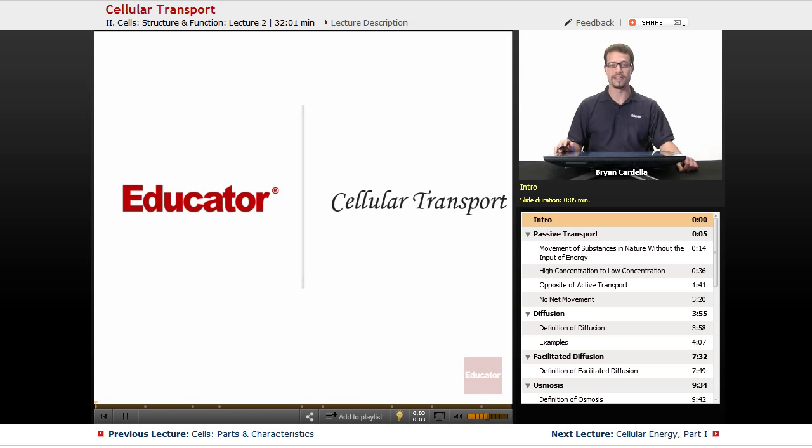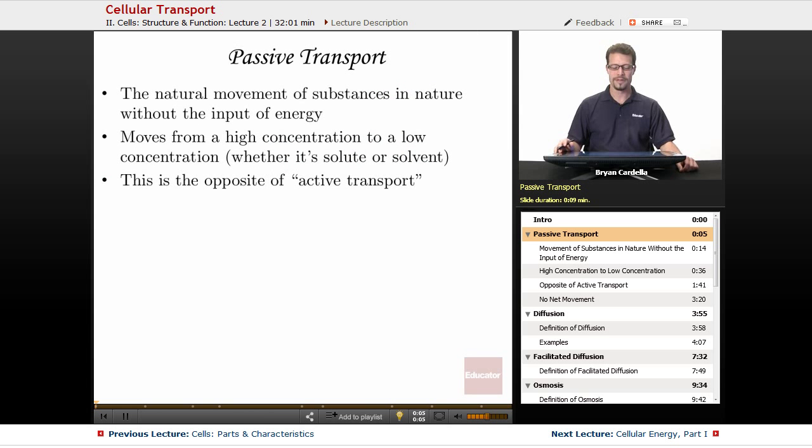This is the lesson on cellular transport. So when we talk about cellular transport, there are two main categories, passive or active. We're going to start with passive transport, which is the transport that happens across the membranes of cells without the use of energy. It's a very natural thing.